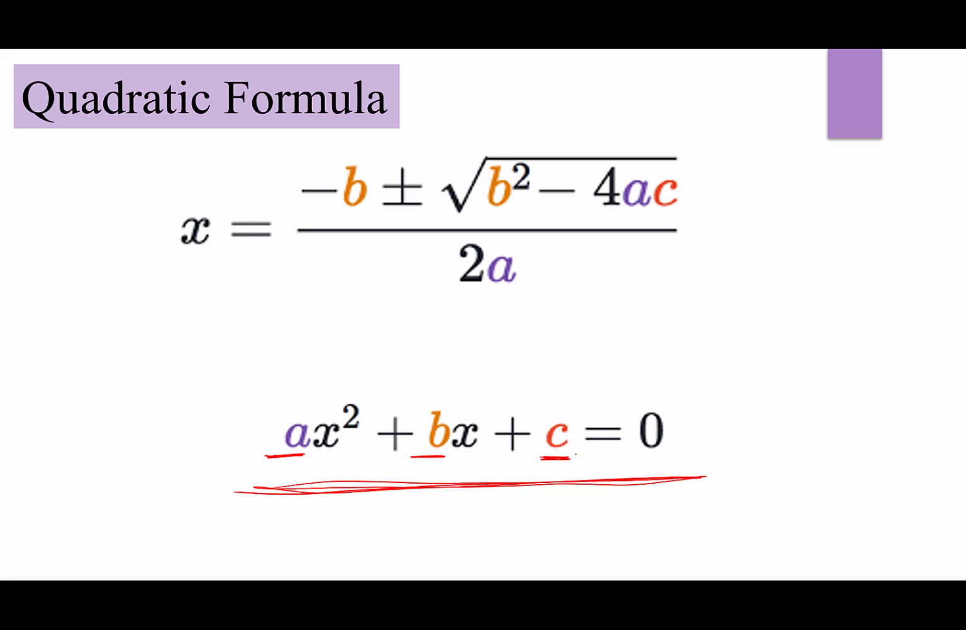The second requirement is that the trinomial needs to be in descending order, where the highest exponent comes first, then the next lowest, then the next lowest. Once you have it in descending order and you have it equal to 0, the coefficients are A, B, and C, and then you plug those into the formula.